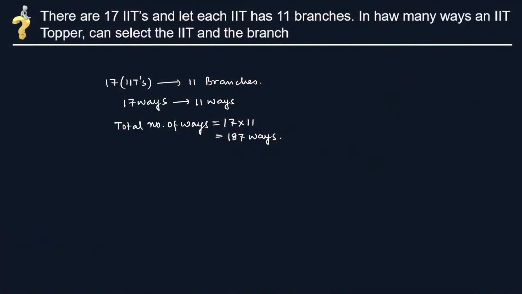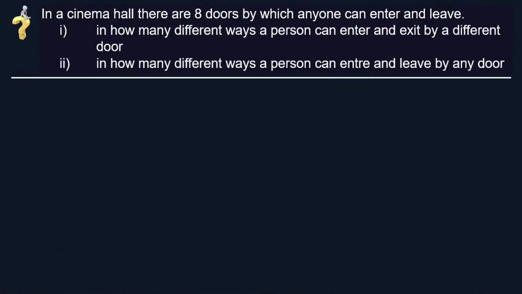Let me take another problem. In this question, they have said that in a cinema hall, there are 8 doors by which anyone can enter and leave. See the first one. The first question states: in how many different ways can a person enter and exit by a different door?